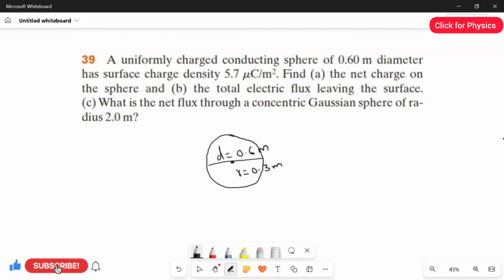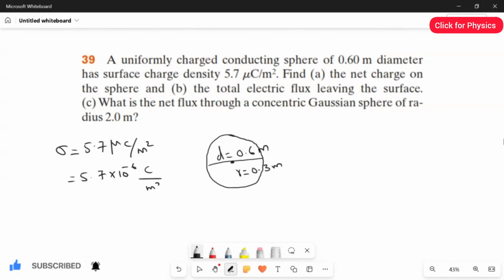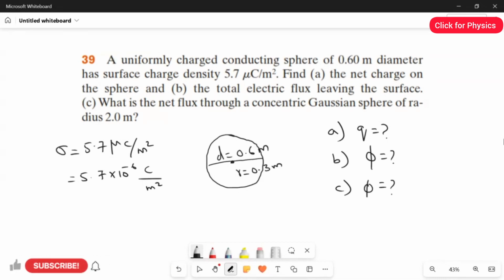Clear? And also they said the surface charge density, the charge sitting on the surface of the sphere. The sigma value is given, which is 5.7 microcoulomb per meter square. Micro stands for 10 to the power of minus 6, so you write 5.7 multiply 10 power minus 6 coulomb per meter square. In the first question, we are going to find the value of charge. In the second question, we are going to find the flux value. And in the third question, we have to find the net flux if you increase the radius. That means again we find the flux, but this time we increase the radius of the conducting sphere.